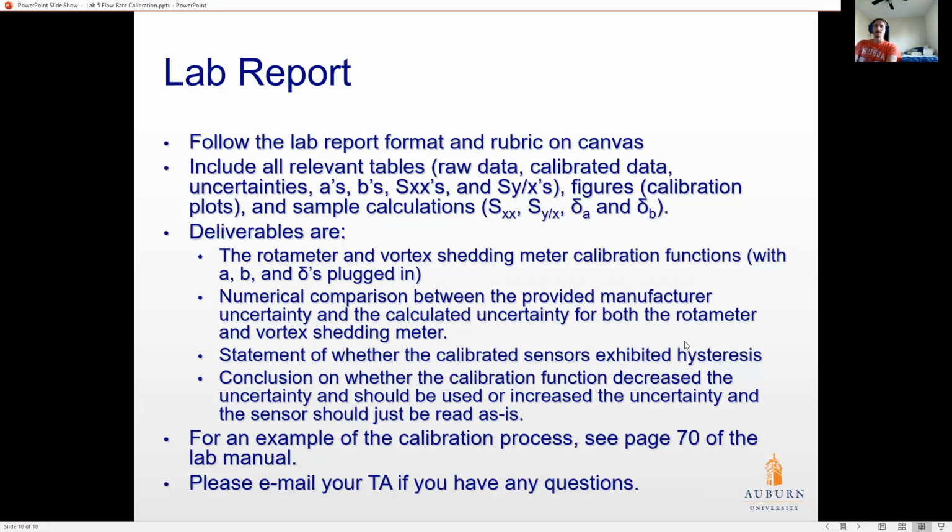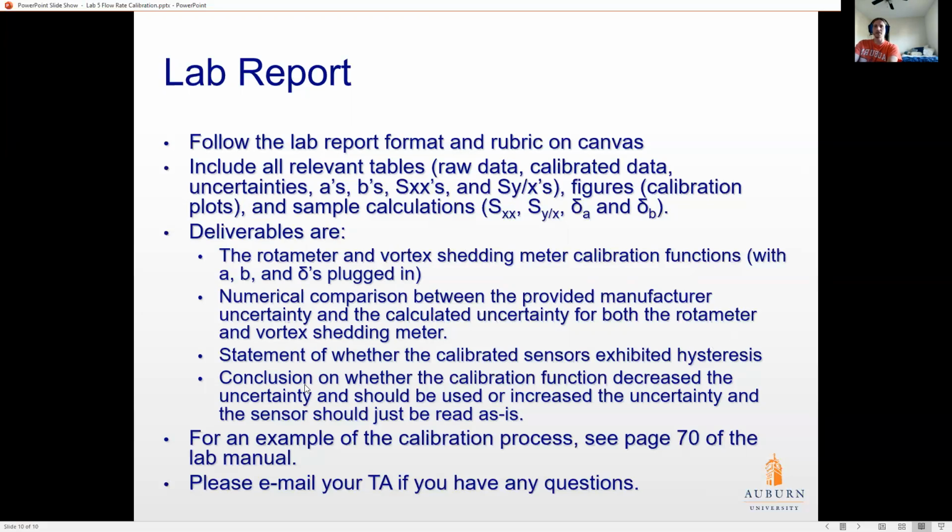That's going to be important because one of the things we're going to ask you to talk about is whether you saw hysteresis. Hysteresis is direction dependence of the system. That's why we go both directions in our measurements of the flow. We want to see if there's a difference in how the sensors read when flows are decreasing versus increasing. If there is a difference, then there was hysteresis, and it means the system behaves differently depending on the direction it's going.